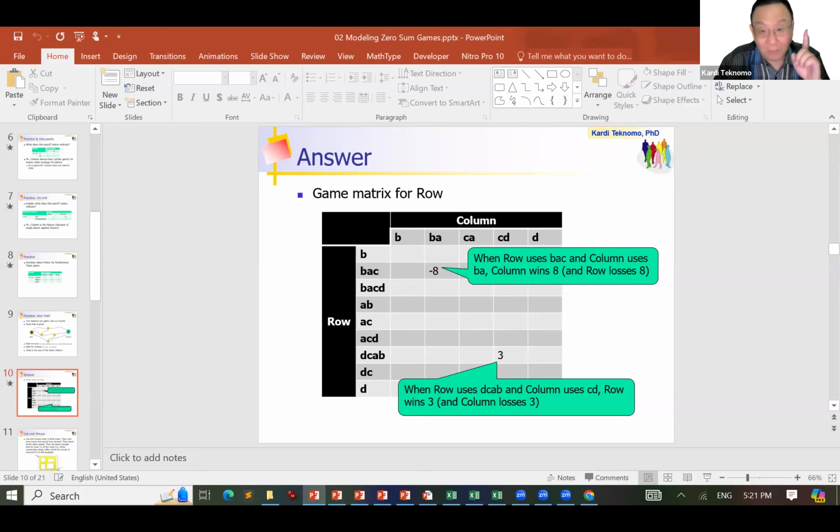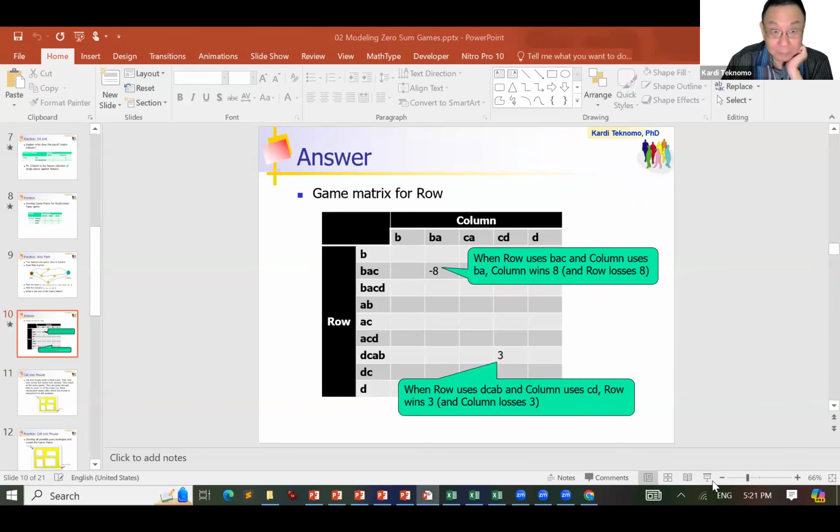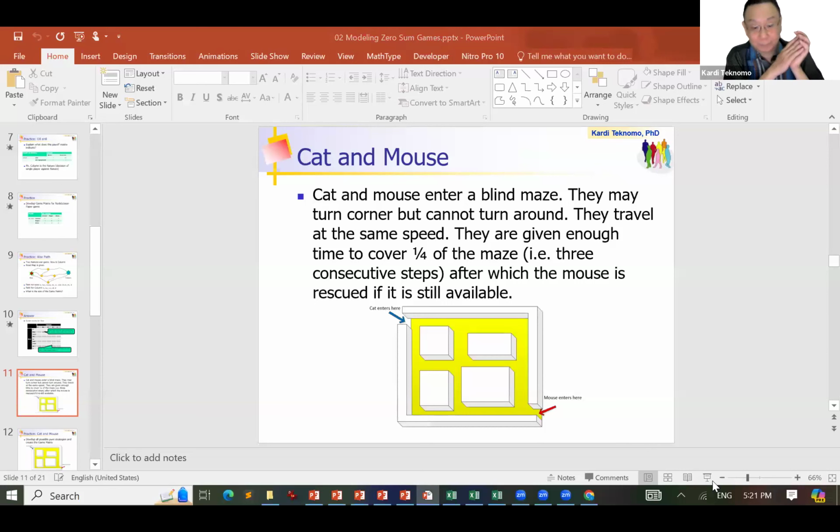So now another problem for practice so that you gain understanding is the next problem. In this problem, we have a maze, a cat and mouse game. So the mouse will enter from this side, on the top, right? And the mouse will enter from this bottom, and the cat will enter from here, the top.